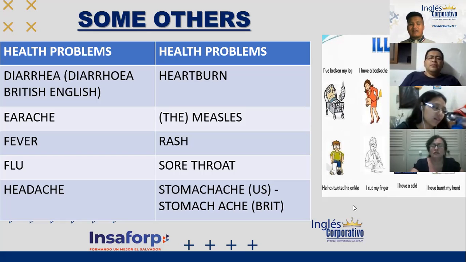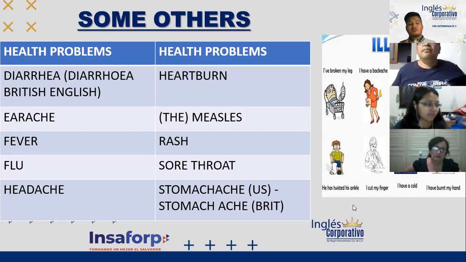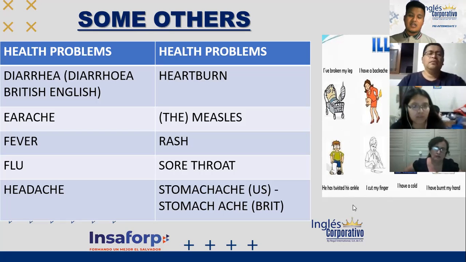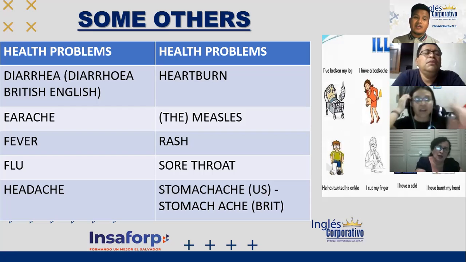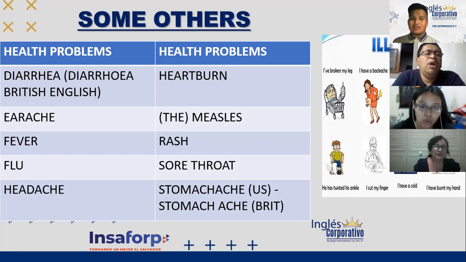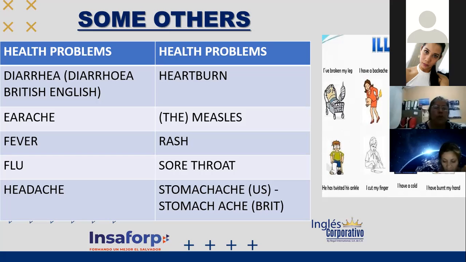As you can see there as well, we have a little difference between American English and British English. What's the difference? In British English, they separate the word stomach and the word ache, but in American English, they put it together. That's the only difference. But the pronunciation at the end still remains the same. So, I will repeat it one more time, and then I will start to ask one by one. Diarrhea, earache, fever, flu, headache, heartburn, measles, rash, sore throat, stomachache. Okay, let me start asking.